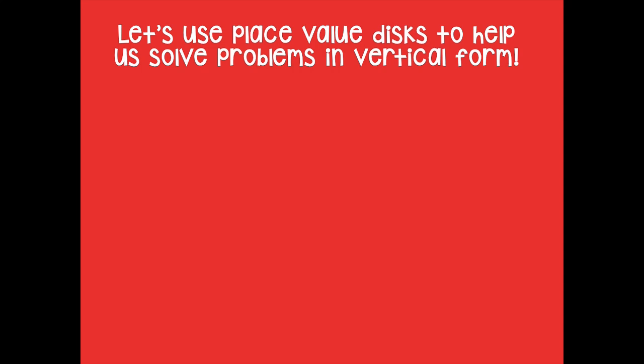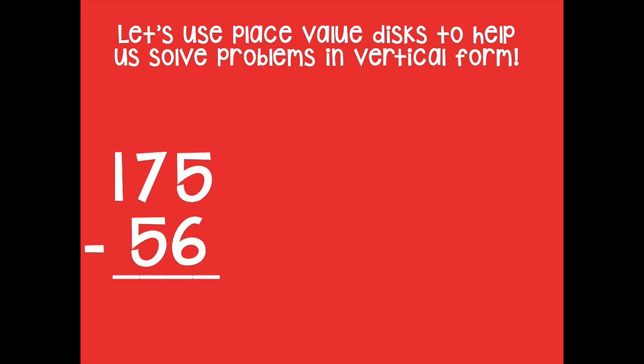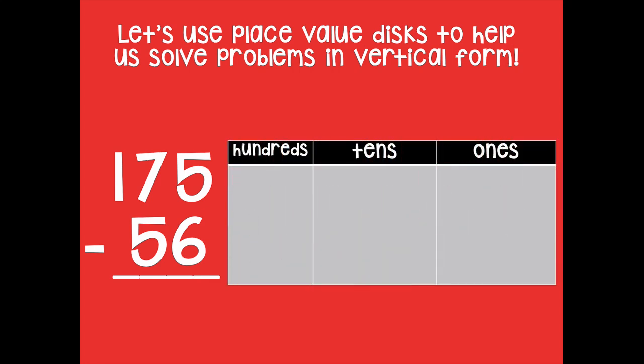All right, friends, so let's use place value discs to help us solve problems in vertical form. So remember, vertical form looks just like this. You have your numbers lined up nice and neat, and the ones place are lined up together, the tens place is lined up together, and the hundreds place is lined up together. Okay, so here we have our place value chart.